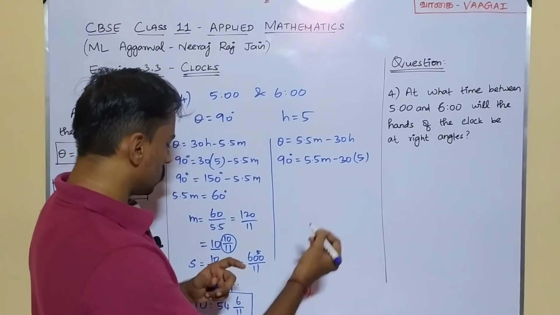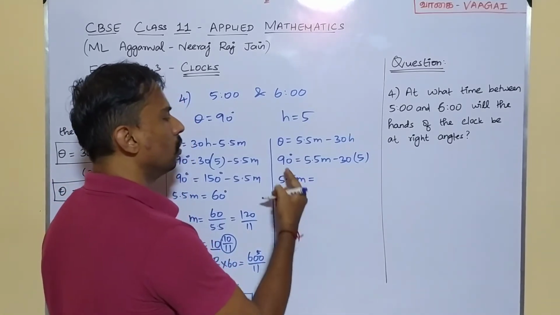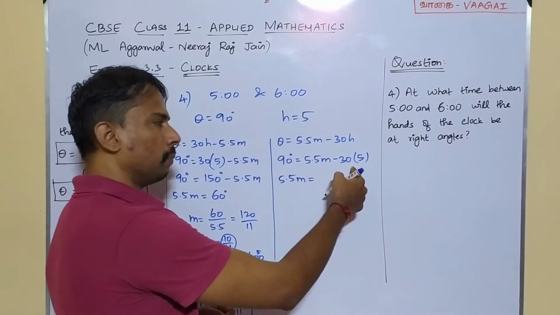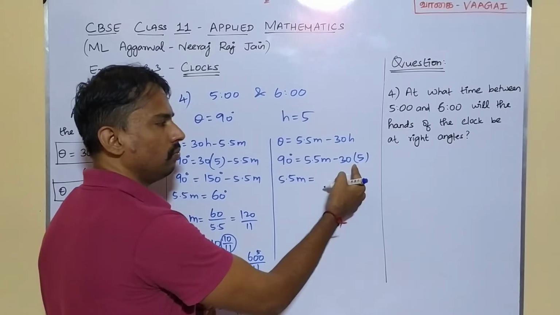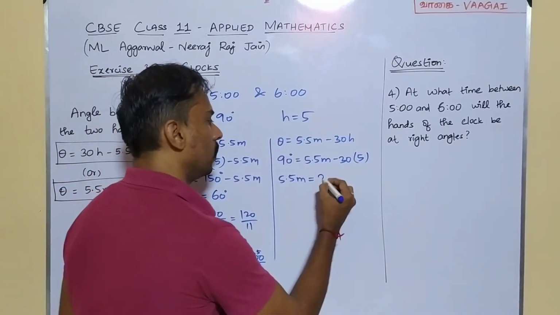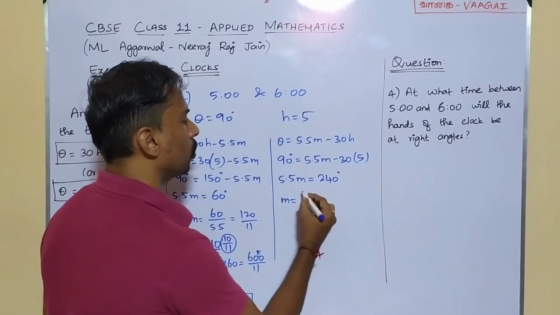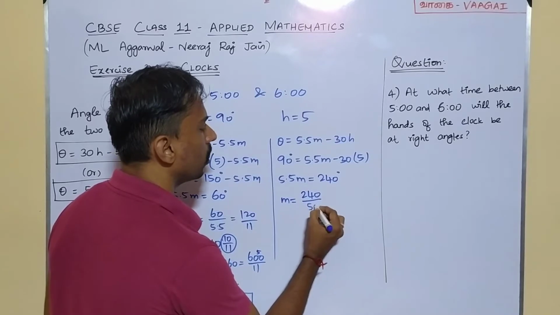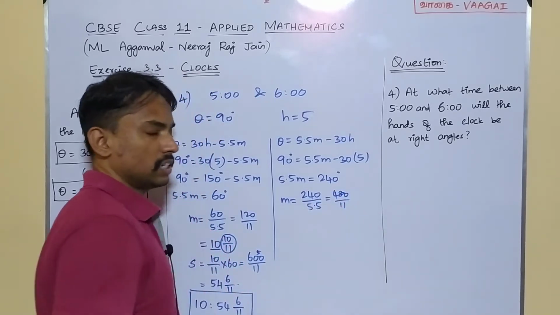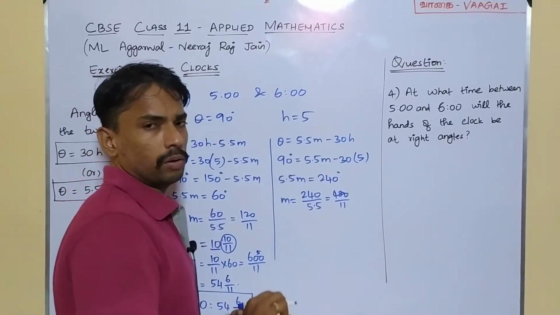When we complete it, here we will have 5.5 m is equal to 90 plus this value, which will still be 150 only. Bringing the 150 here, I will have 90 plus 150, and that will be 240 degrees. Now as usual, if you solve for m you will get 240 by 5.5, and this will be equal to 480 by 11. I hope you can understand it. I'm just multiplying 2 with both numerator and denominator.